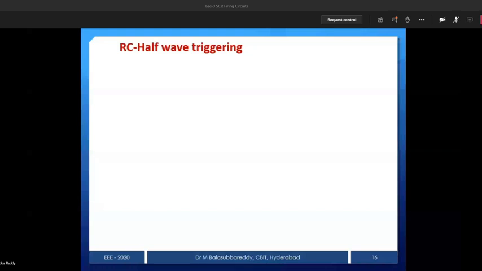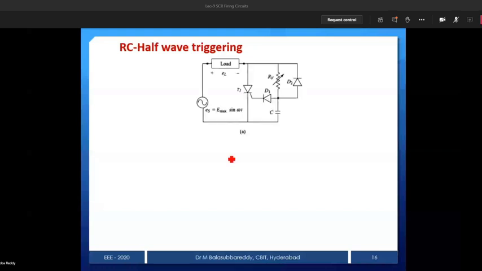In RC half wave triggering, this is your circuit. What is different is that I connect one capacitor, nothing more than that. So I used a capacitor. Earlier I did not use the capacitor, only a resistor. If I use the capacitor, what will happen?